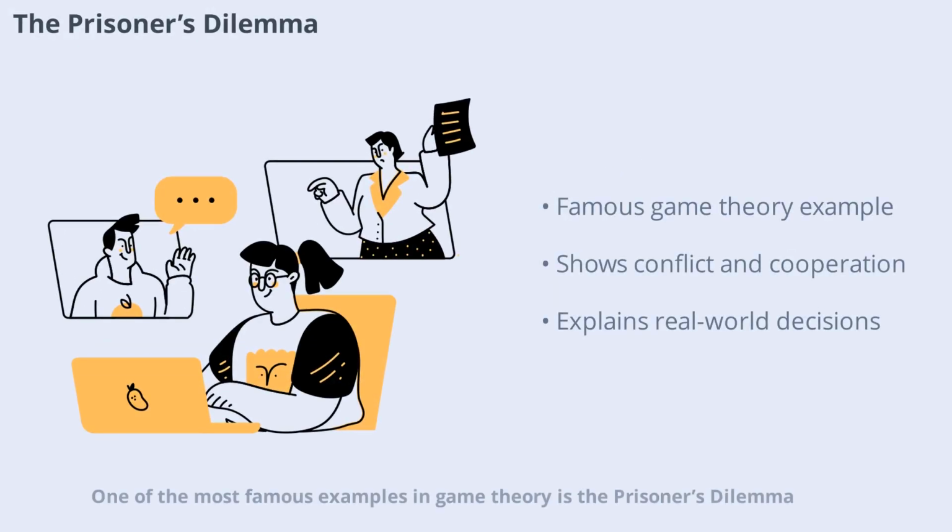One of the most famous examples in game theory is the prisoner's dilemma. Imagine two suspects are arrested and interrogated separately. If both stay silent, they get a light sentence. If one betrays the other, the betrayer goes free while the other gets a heavy sentence. If both betray, both get moderate sentences. The dilemma shows how rational individuals might not cooperate, even when it's in their best interest. This scenario is used to explain many real-world situations, from business competition to international relations.